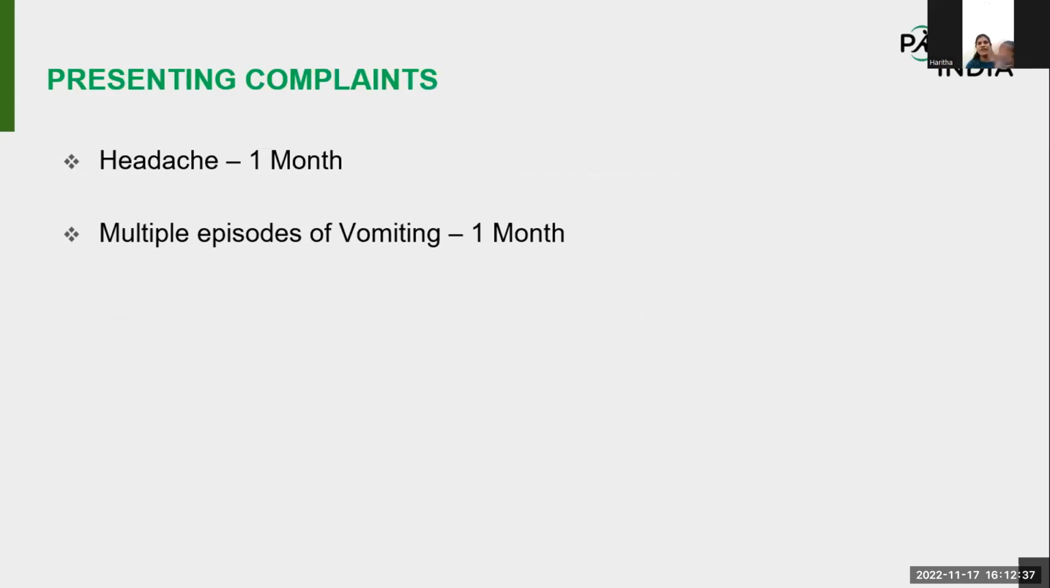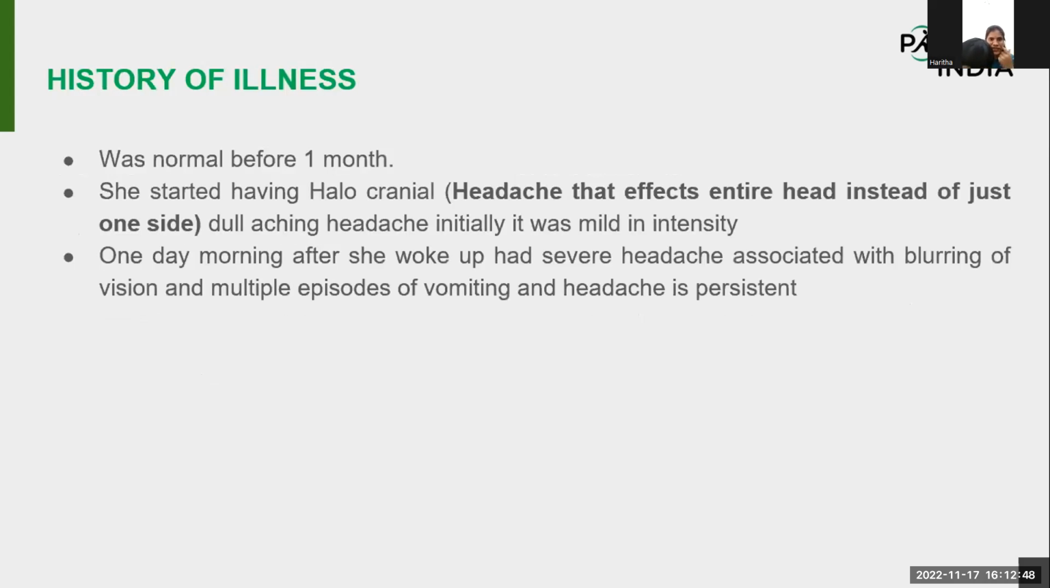The patient's present complaints are headache since 1 month, sir, and multiple episodes of vomiting since 1 month. History of illness: she was normal before 1 month and then started having holocranial headache, meaning the headache affects the entire head instead of just one side. It was a dull aching headache, and initially mild in intensity. One morning after she woke up, she had a severe headache associated with blurring of vision and multiple episodes of vomiting, and the headache is persistent.